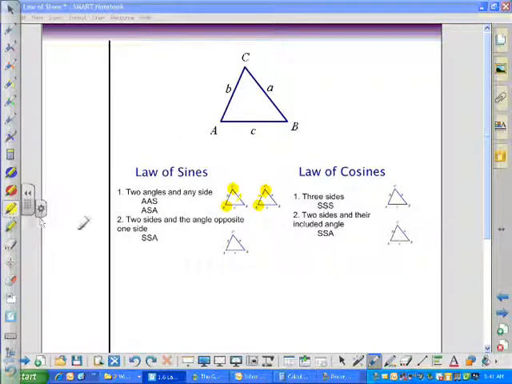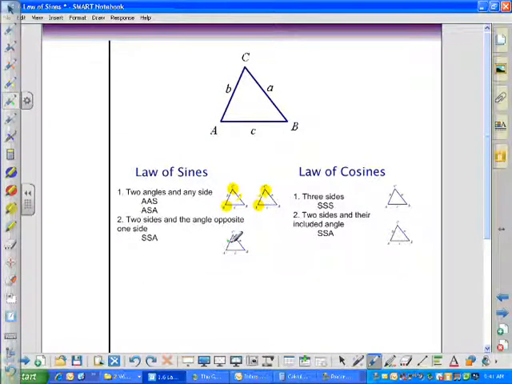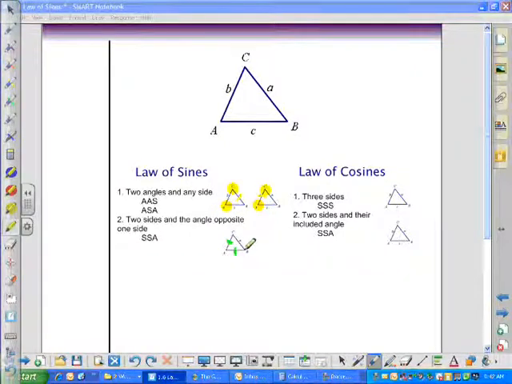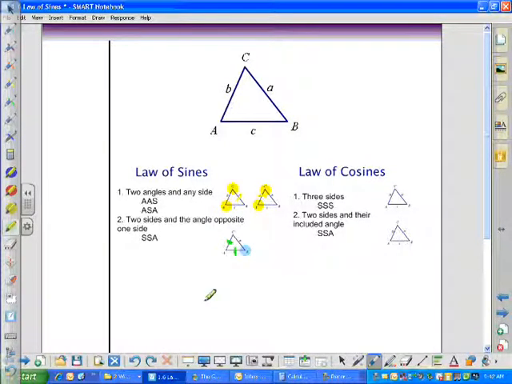Another place where I can use the law of sines is if I know two sides and then the angle opposite one of those. So here we know two sides. Let's use a different color. We'll use green. So let's say I knew the length of this side here, and I knew the length of that side there, and then I knew the angle that was opposite one of those sides.